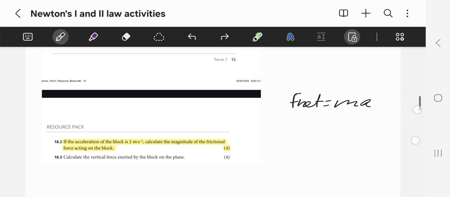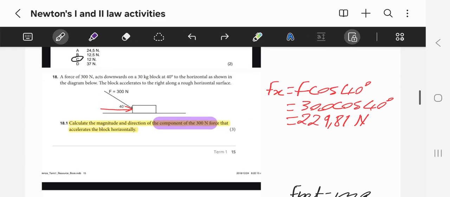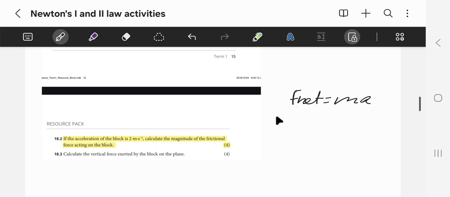It's 2 forces actually, the ones that are getting the object to move. It's the component force, which we found, this force here, which we found to be 229.81, and we also have the force of friction. The force of friction obviously acts in the opposite direction. So that means here we are gonna say we have Fx minus Ff. This is the component force minus the force of friction. All of this will be equal to MA.